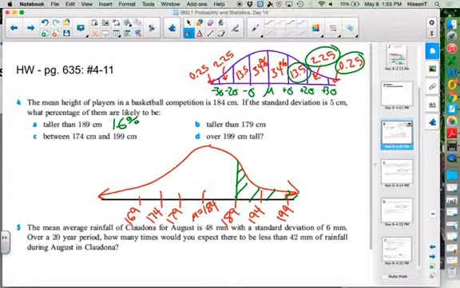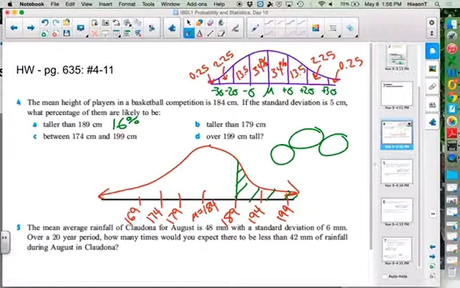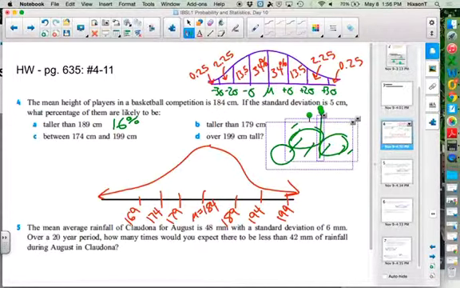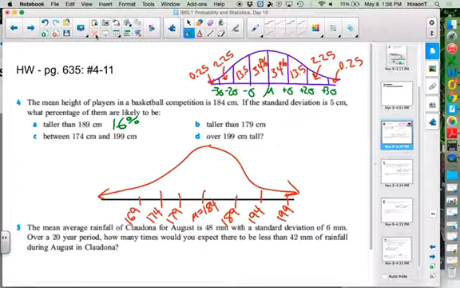And then for each one, you can just figure out what regions do I need. What region is it looking for? So taller than 179. That's 1 standard deviation below. So we want this way, right? So 34, 34, 13.5, 2 1/4, and 1/4. So 84%.